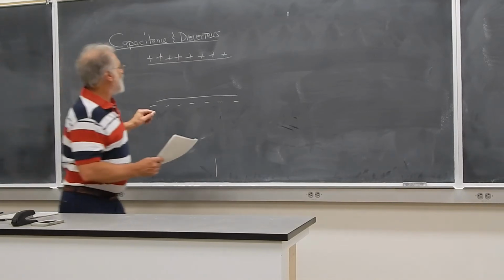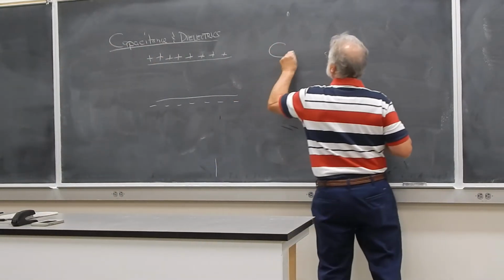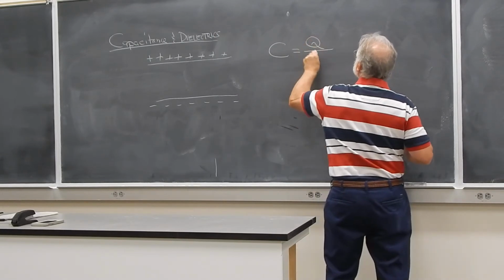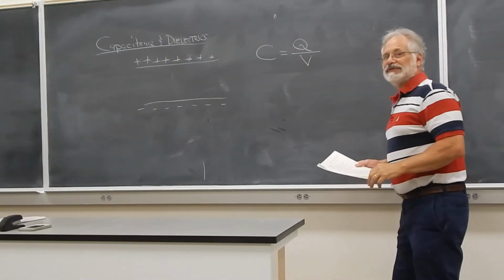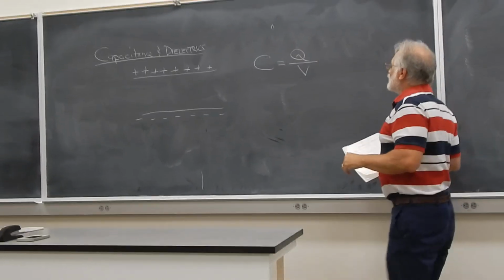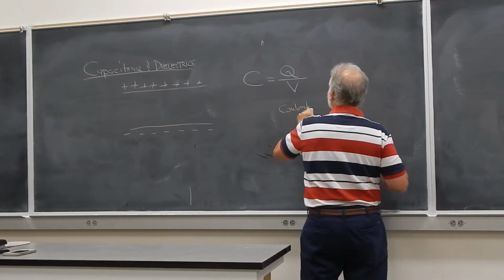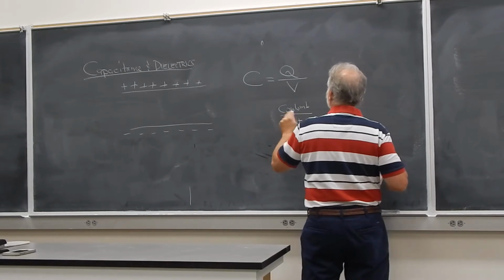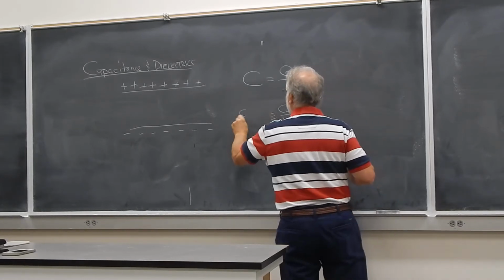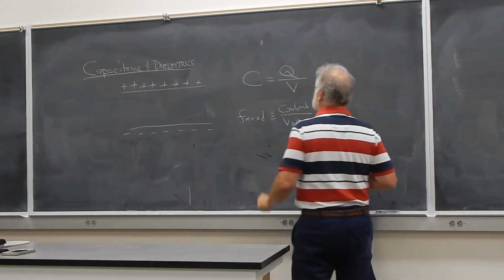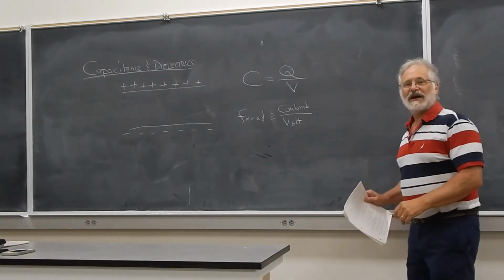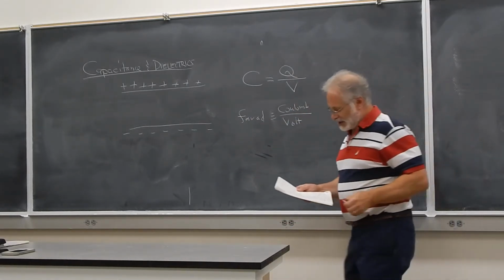We define capacitance, the physical quantity, as charge divided by potential difference, or voltage. The units of capacitance, so it's a coulomb per volt, and we use the unit of farad for capacitance. 1 farad is a very, very large capacitance.